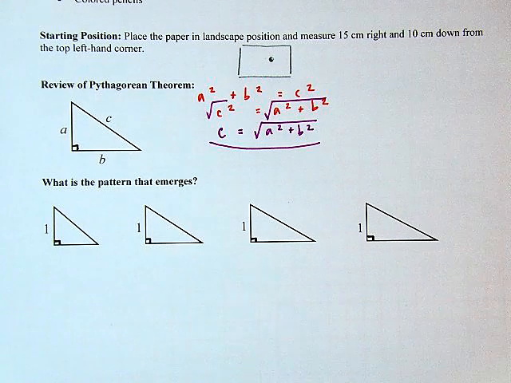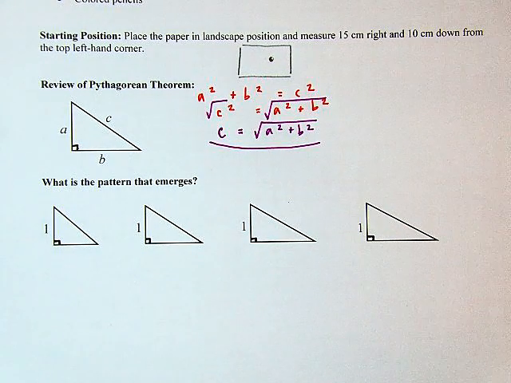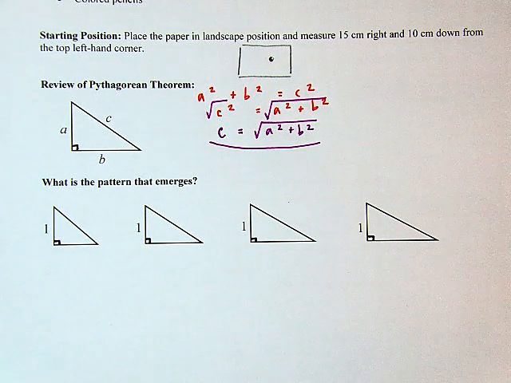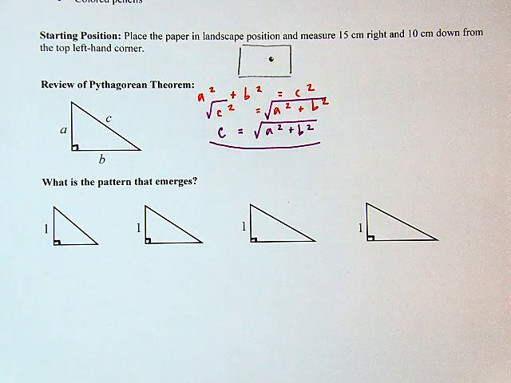So the square root of the sum of the squares of the two legs. c equals the square root of a squared plus b squared.